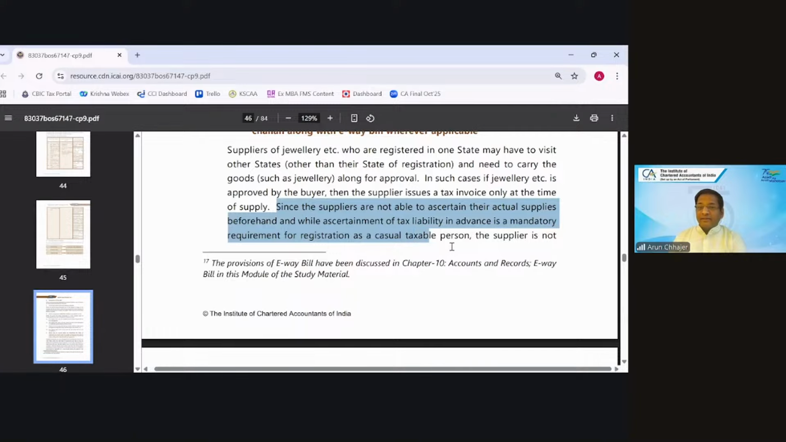Very important line. See, I am registered in Delhi, but I'm taking the jewelry and going to Haryana for showing it to the buyer. But the supplier is not able to ascertain the actual supply जब मैं इसको हरियाणा में लेके जा रहा हूं. And we all know that a casual taxable person needs to pay the tax in advance. Can you tell me? Along with casual taxable person, there is one more category of person who is required to pay the tax in advance. NRTP. ठीक है, नॉन रेसिडेंट टैक्सेबल पर्सन.